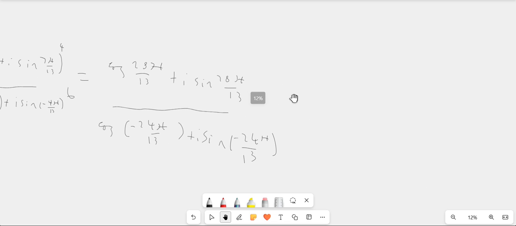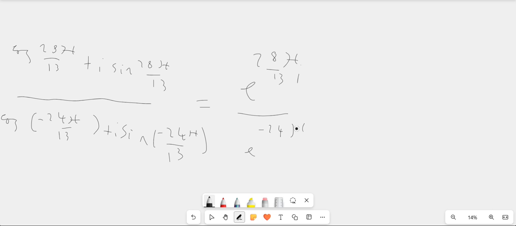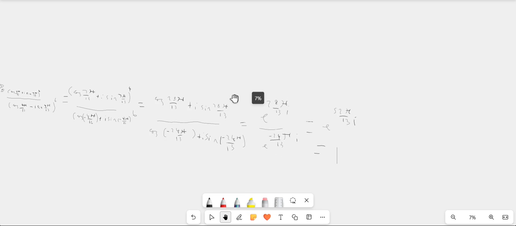Alright, calm. And now what you want to do is literally just put that into the exponential form. So the top is going to be e to the power of 28 pi over 13 i. And then the bottom is going to be e to the power of minus 24 pi over 13 i. So then 28 pi over 13 minus 24 pi over 13, that's going to give you e to the power of 52 pi over 13 i. And if you put that in your calculator, you actually can't put an exponential with i in your calculator. You need to convert that into the cos and sine form. But that will give you 1 essentially.